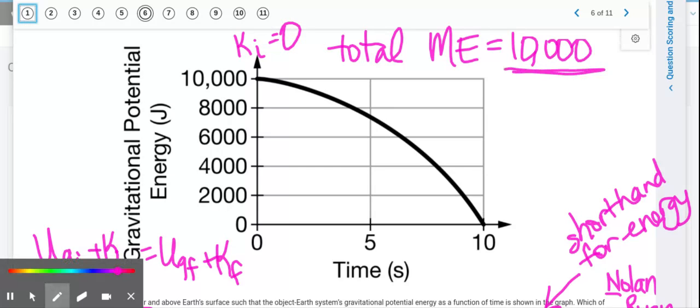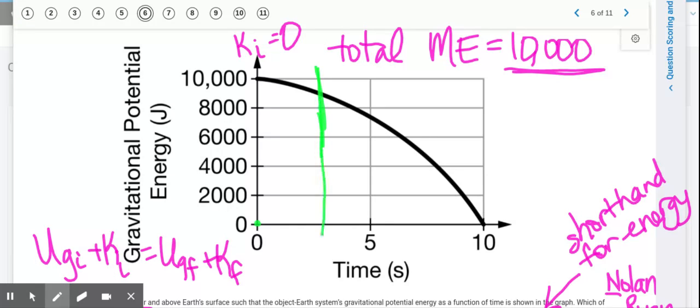Let's use a different color. If I use the green to draw what the kinetic energy graph would look like, let me draw some points on here. At each point, the graph plus the kinetic energy should equal 10,000. So we're going to start off with 0 kinetic energy at this point here, right? There's about 9,000, so we're going to have 1,000.